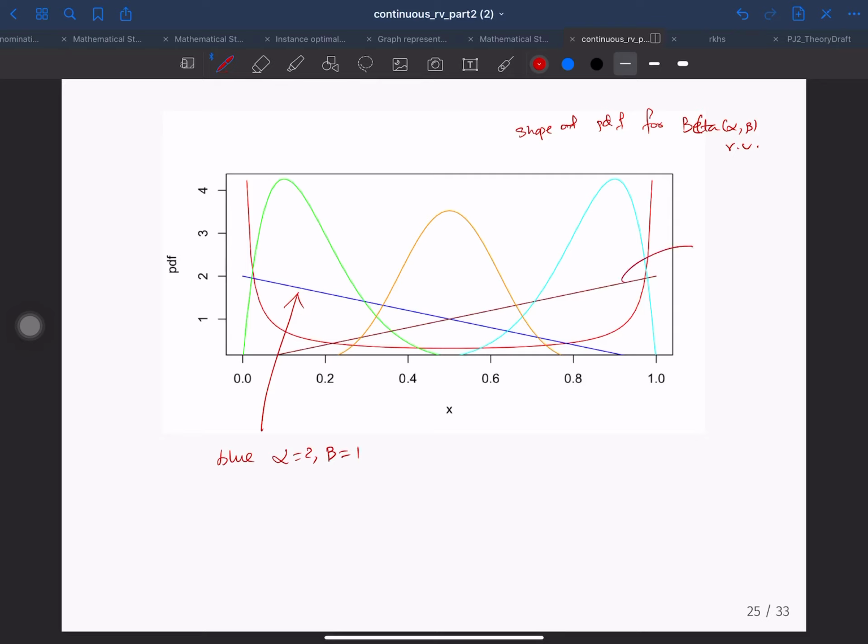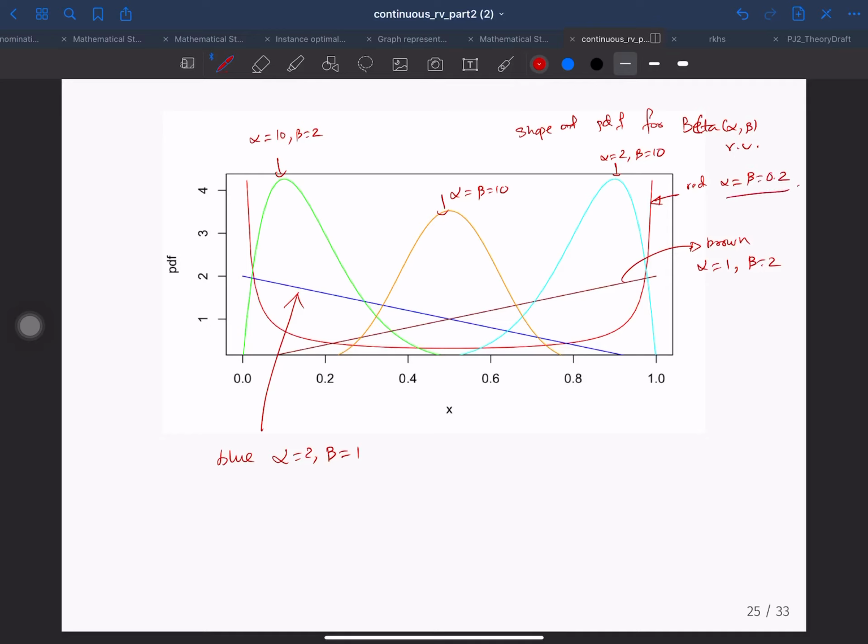The brown is alpha equal to 1, beta equal to 2. So that's the reflection. This orange is alpha equal to beta equal to 10. This green here is, if I remember correctly, alpha equal to 10, beta equal to 2. And this here is alpha equal to 2, beta equal to 10 for this cyan. And this red here is alpha equal to beta equal to 0.2.